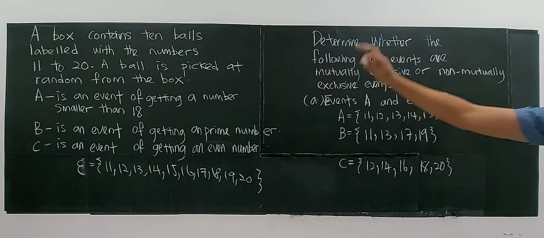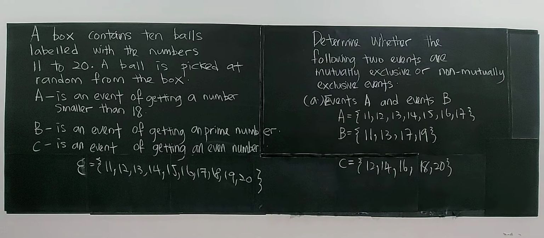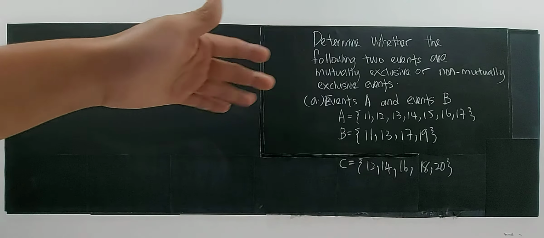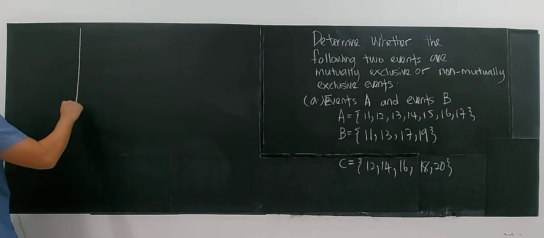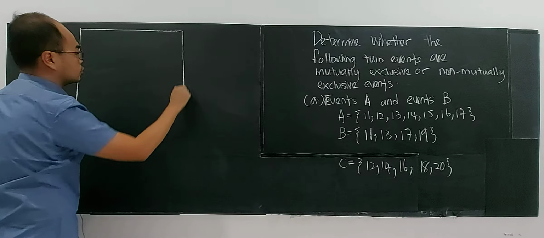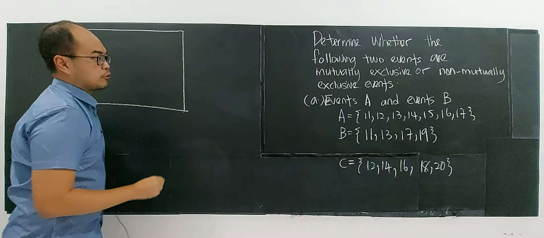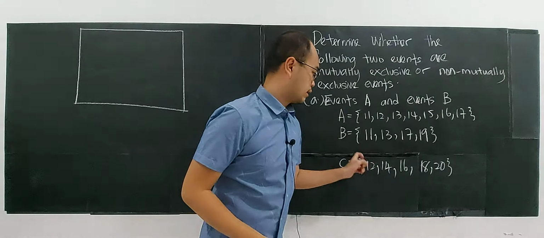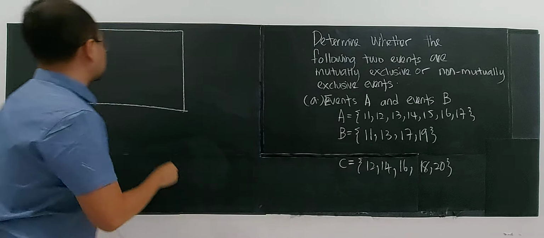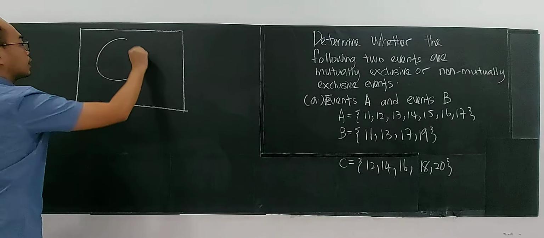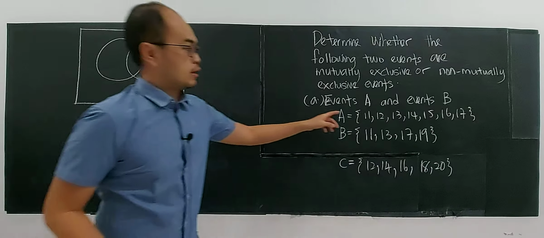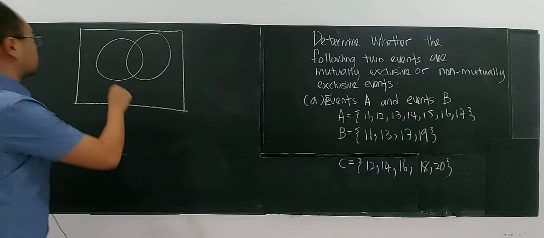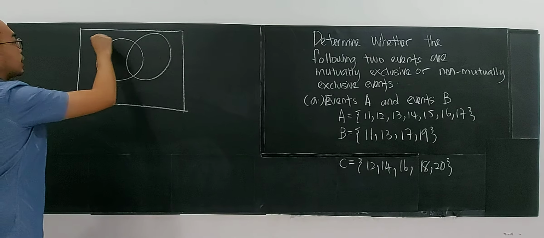So I'm going to draw the Venn diagram for you. It's easy for me to explain mutually exclusive using a Venn diagram. Now we talk about events A and B. For event A, we have 11. These are events A and B.